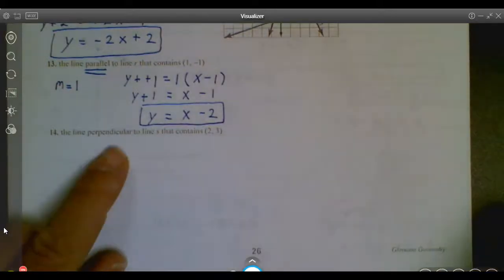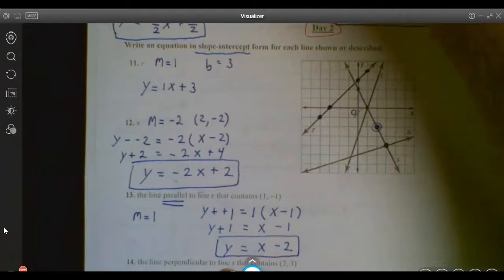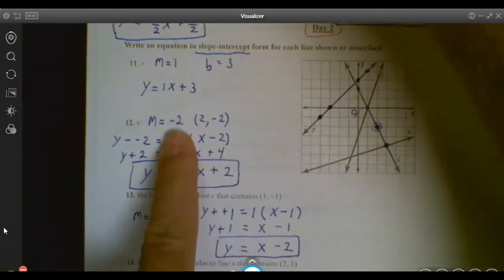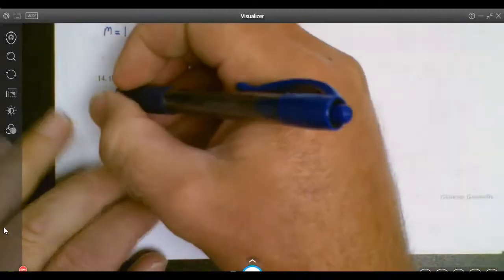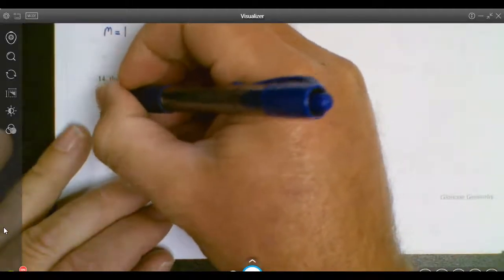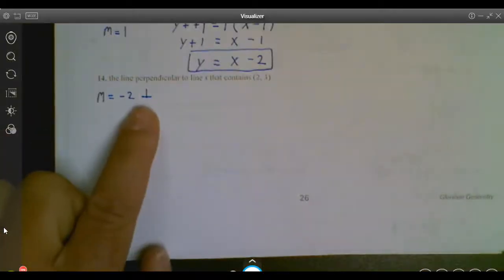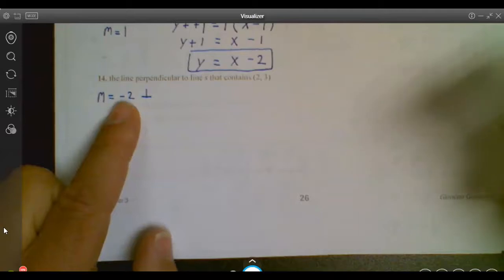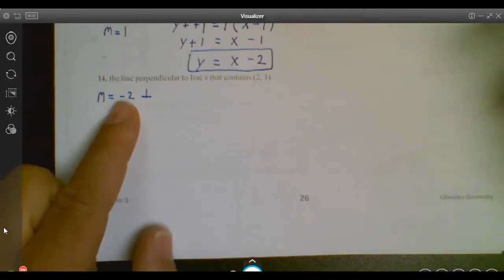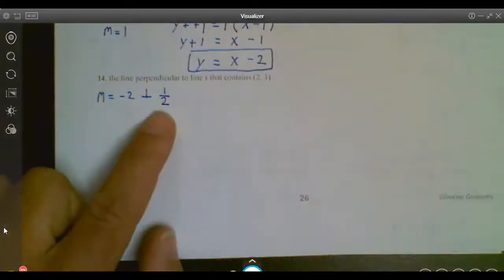All right, last one. Real similar, but now it's perpendicular. So if I go back to line S, the slope of line S was -2. So what slope is perpendicular to -2? So remember, how do we get a perpendicular slope? We got to take our fraction, we're going to change the sign, so it's going to become positive, and then we're going to flip it, right? We do the reciprocal. So if this is 2 over 1, if I flip it, it becomes 1 over 2. And so that's the slope we need to work with.